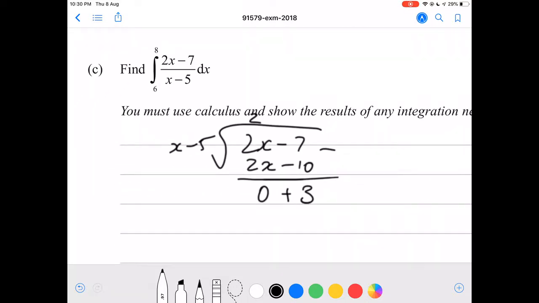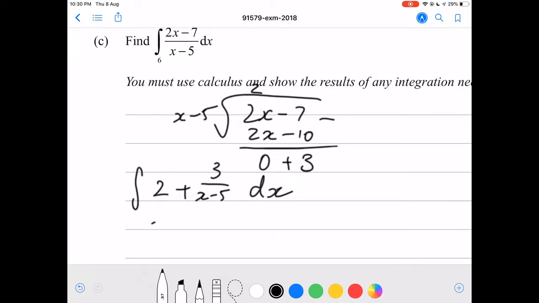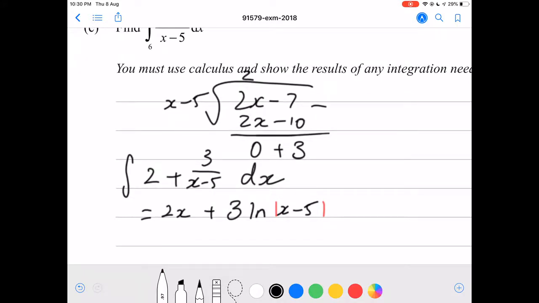And now we're going to rewrite this. So now we can write our integral of 2 plus 3 divided by x minus 5. And that's our integral. So now that will equal 2x plus 3 ln of x minus 5. That should integrate to 2x plus 3 ln of x minus 5, and that is because the 2 will just integrate to 2x. That's pretty simple.